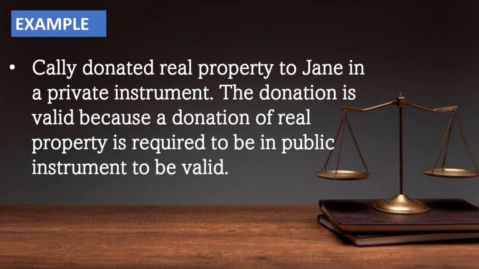The donation is void because the donation of real property is required to be in a public instrument to be valid. We know that the donation is void because under Article 749, donation of real property must be in a public instrument. So in the example that we're given, it was only in a private instrument. So we know that the donation is void, and since what was required in this case is a public instrument and all they've done is just a private instrument, then in that case Article 1357 would not apply because the contract is not valid to begin with.